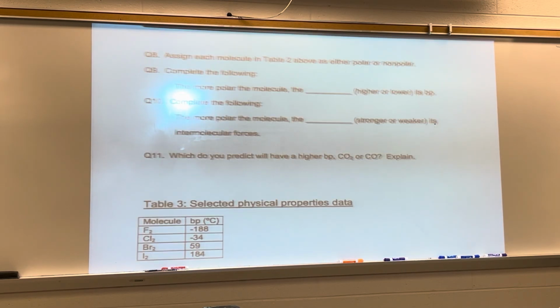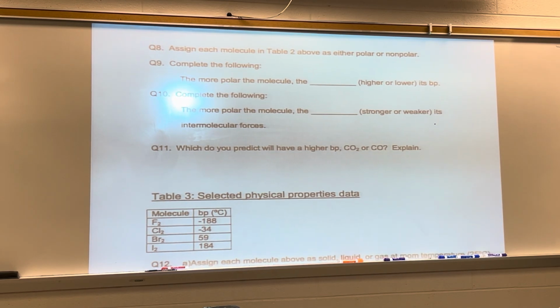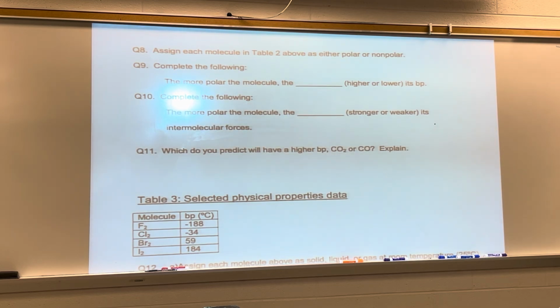We already kind of looked at that first part. Now, we're going to eliminate question number 11. We'll never have to know the answer to that one, because there's conflicting issues going on there, so don't worry about number 11. But if I look at number 8, assign each molecule in table 2 as either polar or nonpolar. How do I do that?